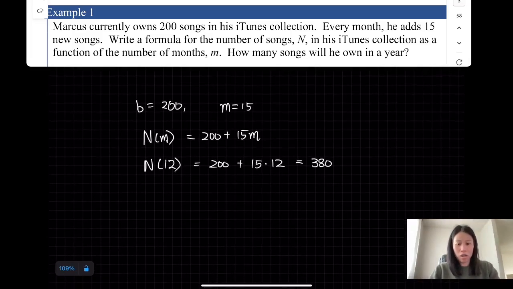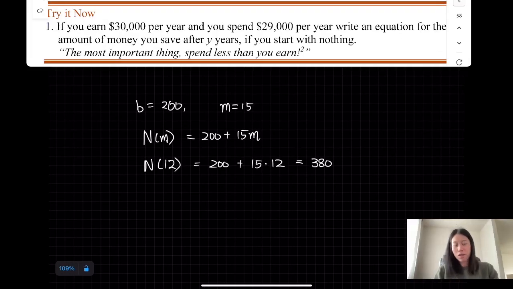Okay, now let me give you another example. If you earn $13,000 per year and you're spending $12,000 per year, write an equation for the amount of money that you save after y years, if you're starting with nothing. What will the equation look like? Well, the most important thing is you have to spend less than what you earn.